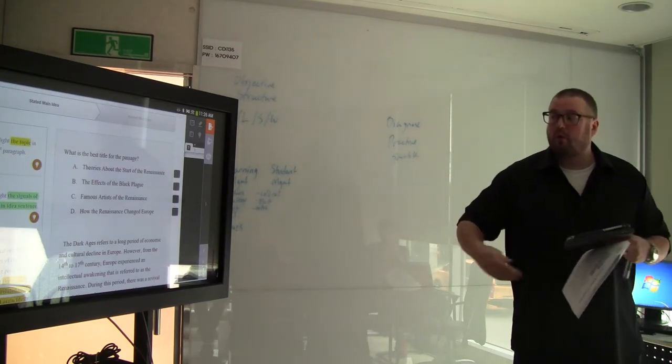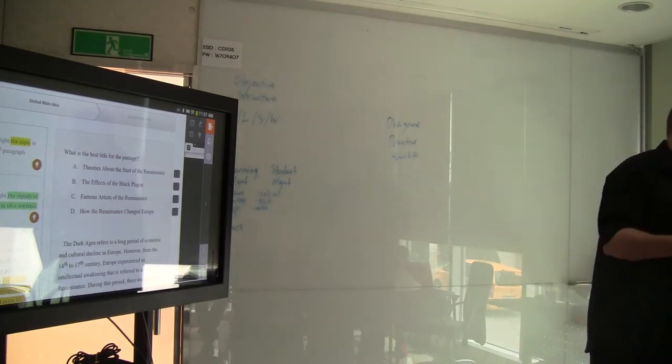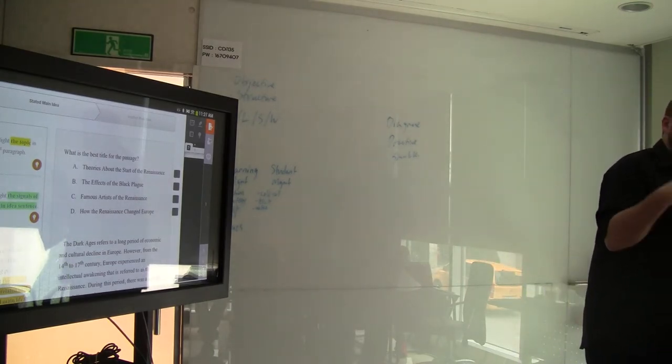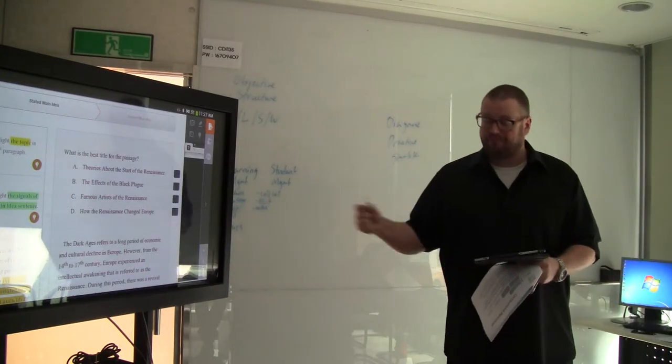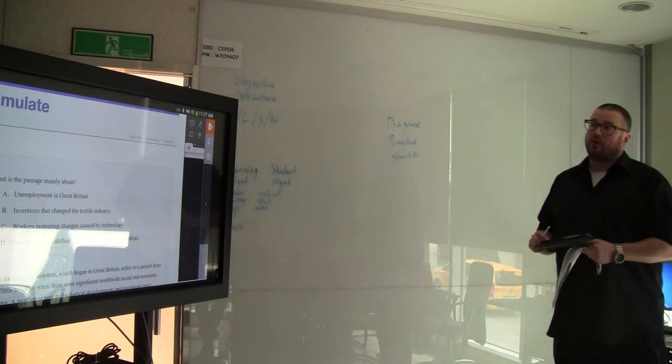Okay, based on that, what do you think this passage is going to be about? So trying to always elicit as much as you can from the students. So what do you think is important? Why is that important? What's the next step of the strategy? Okay. And then after that, we would go on to simulate.